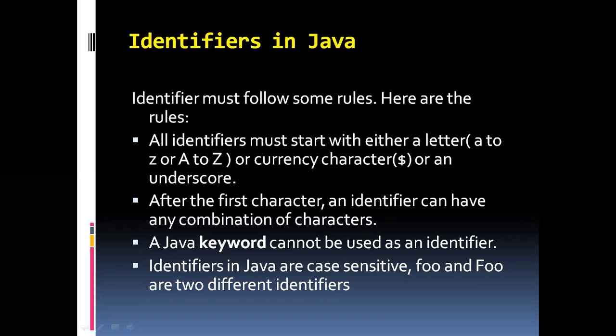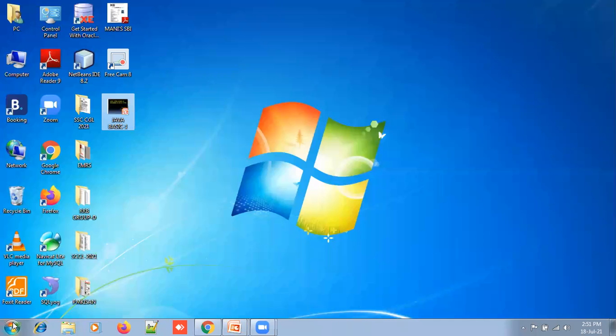The next thing: identifiers are case sensitive. Case sensitive in the sense that capital A is different from small a. Those are the identifier rules. Whenever we write any kind of programming, in any programming language, we must follow these identifier rules: the first rule, second rule, third rule, fourth rule. With the help of these four rules, we can declare our particular things.